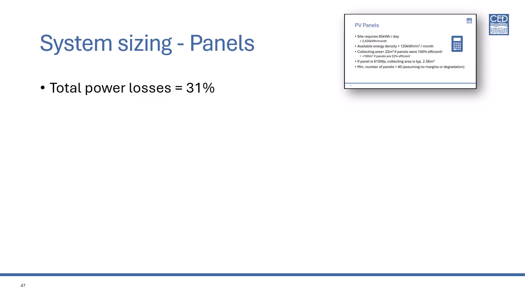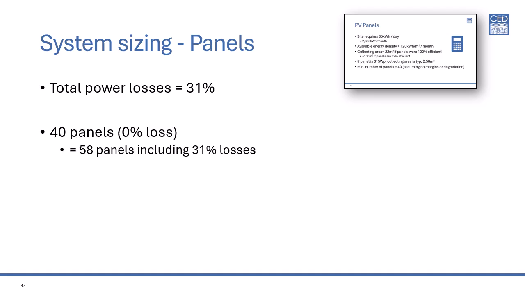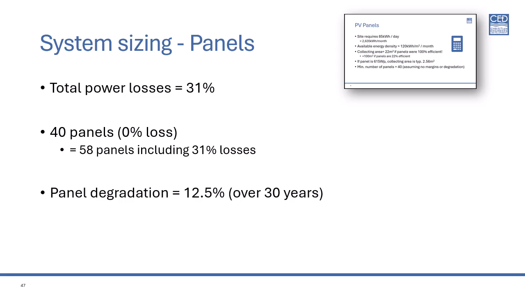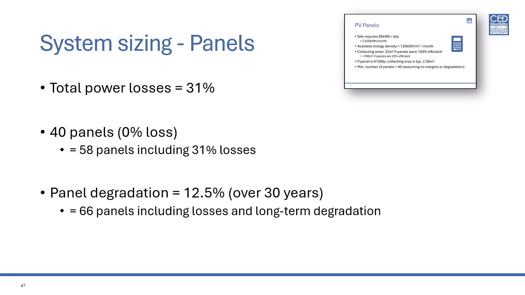Now if we take the total power loss as 31%, it means that the total number of panels increases from 40 to 58. And if we want to include an allowance for a 30-year lifetime of the system, then this increases still further to 66 panels. If the panels are 615 watts, then this gives us 66 times 615, which is approximately 40 kilowatts peak power from the array.